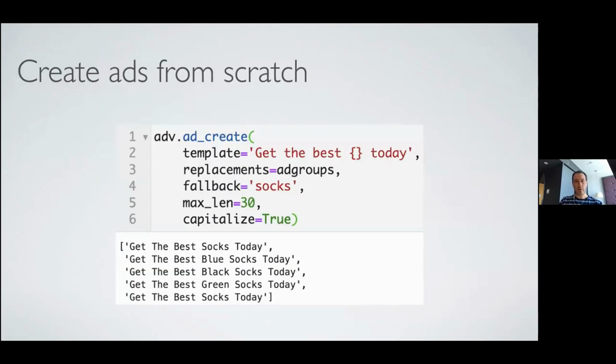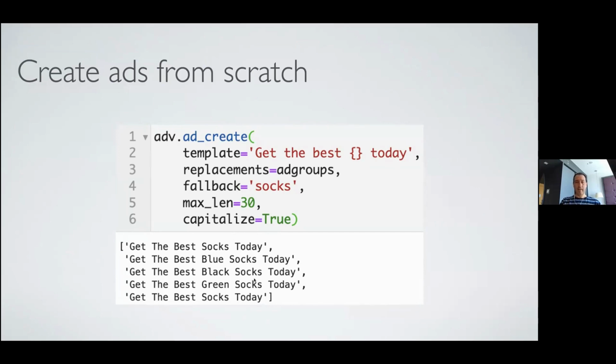So this is a new function that we can introduce now. It's called addcreate. It's very simple. Nothing difficult about it. You give it a template. So you say, get the best something today. Okay. And this something over here has to be filled with replacements. And the replacements were set as the ad groups. So as you can see here, get the best socks today, get the best blue socks, black socks, green socks, and so on.